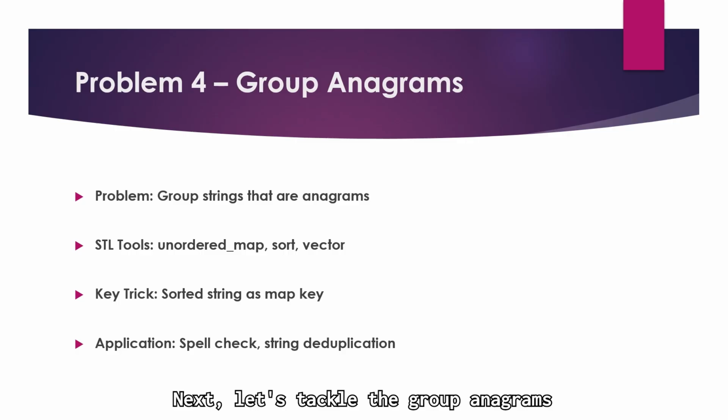Next, let's tackle the group anagrams problem. We are given a list of strings and our task is to group all the anagrams together. The key to solving this problem is recognizing that anagrams, when sorted, will have identical character sequences. By sorting each string and using the sorted string as a key in an unordered map, we can easily group all anagrams together. This approach is commonly applied in tasks like spell checking or deduplicating text data. It's an efficient solution that can handle large datasets with minimal computational overhead.